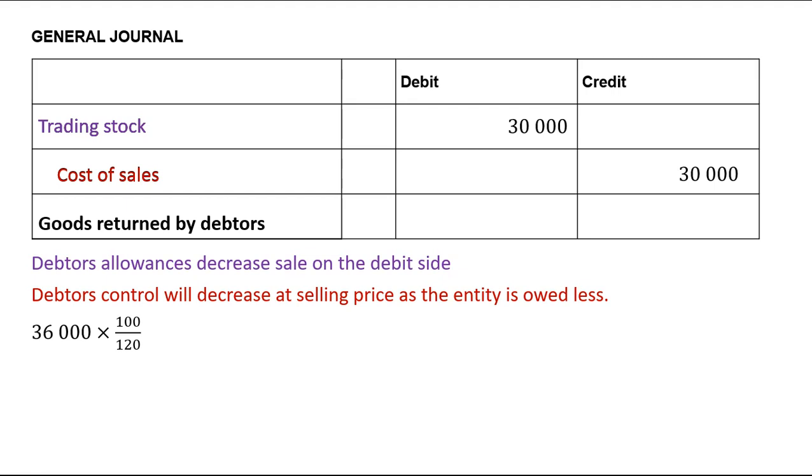Okay. First of all, this is what I just noticed here. I said that debtors allowances decreases sales. I think this relates to the previous explanation. I will correct this quickly.